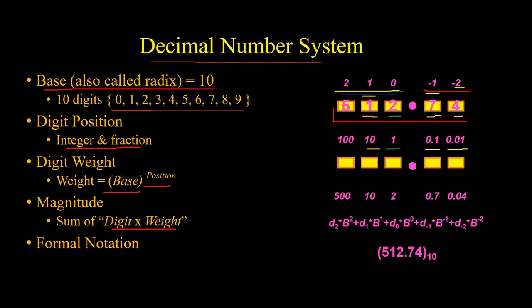Now to find magnitude of whole number, we will multiply each digit with its weight and we will sum up the result. And we will have a result of 512.74 to the base of 10. Here base 10 represents that the given number is from decimal number system.